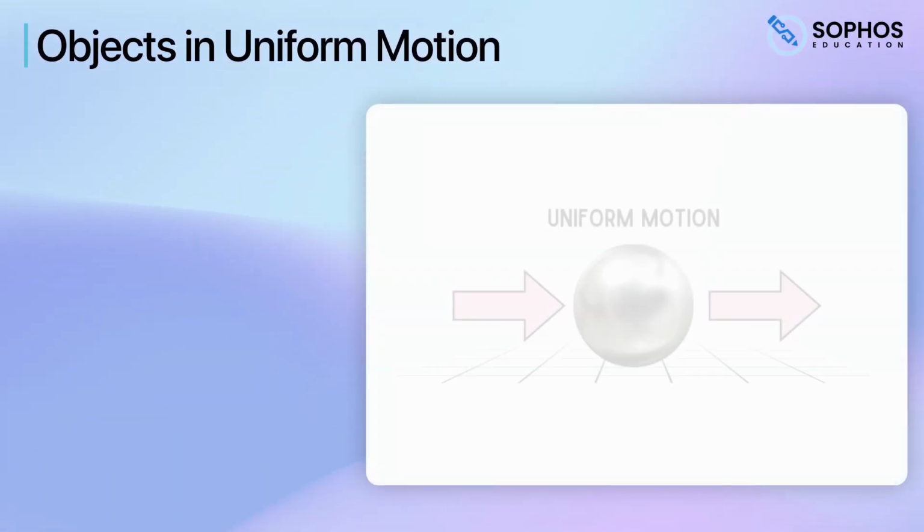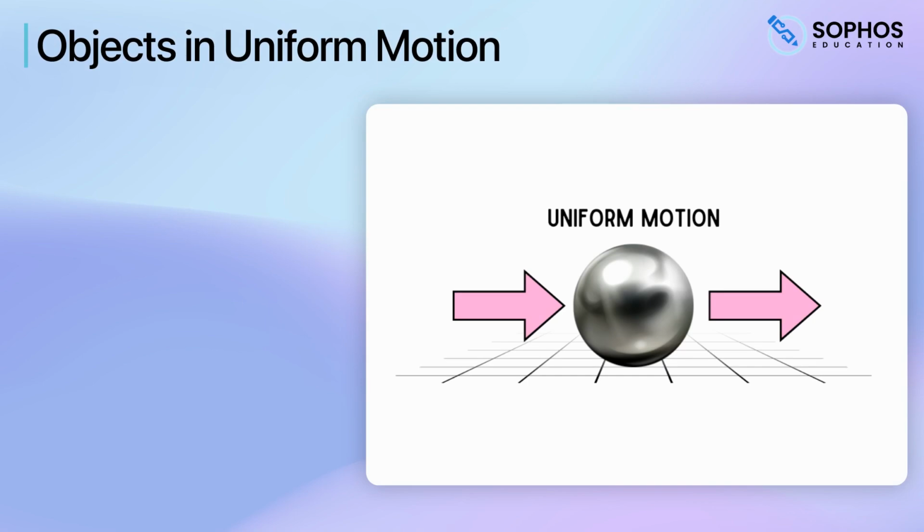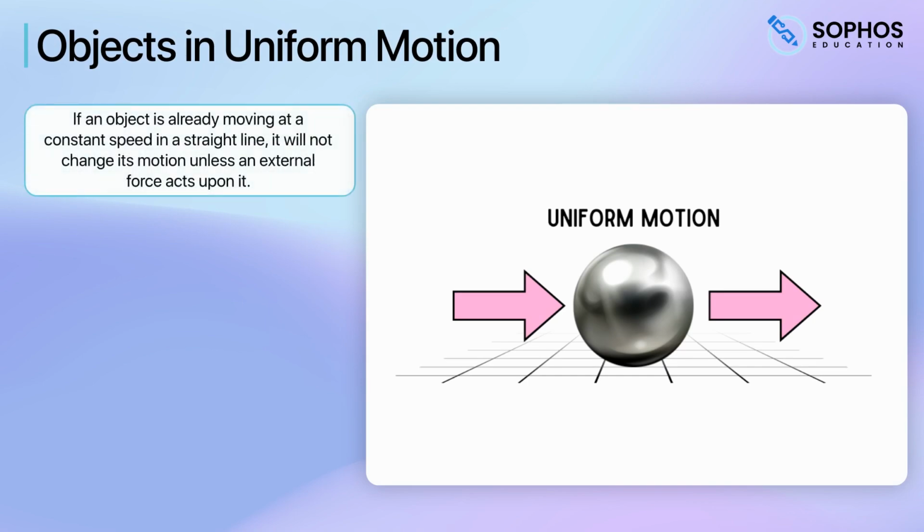Now let's look at objects in uniform motion. The law also states that if an object is already moving at a constant speed in a straight line, it will not change its motion unless an external force acts upon it.